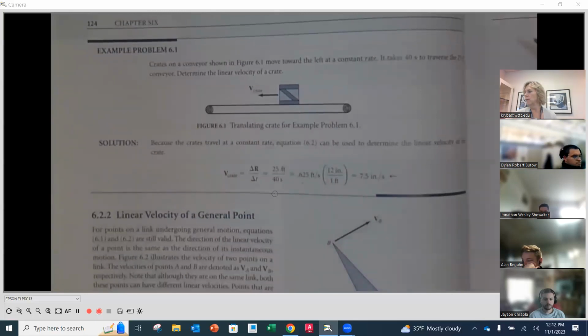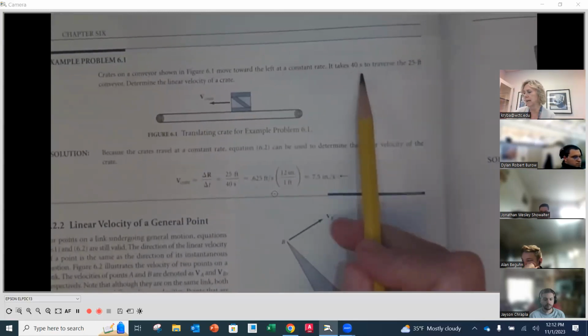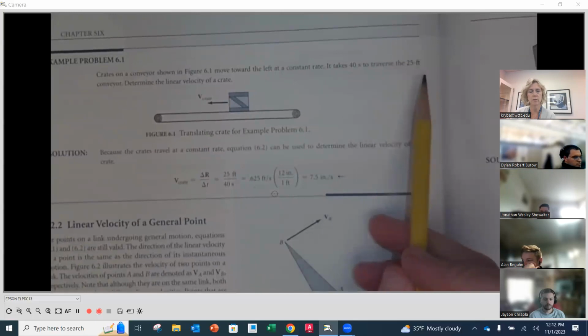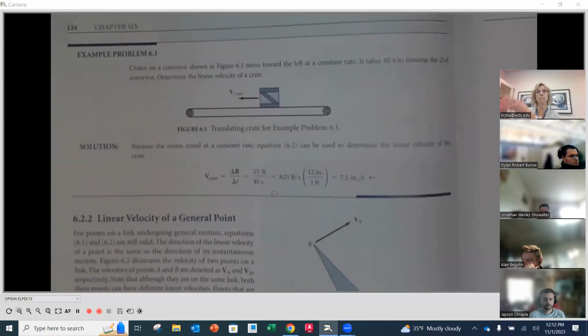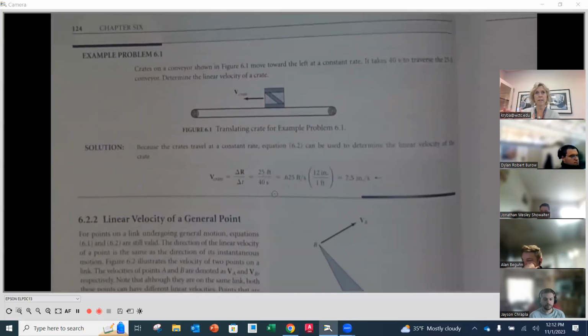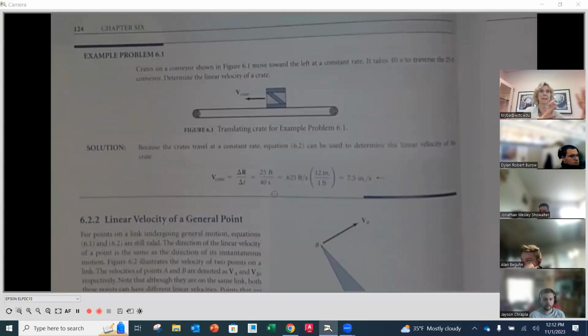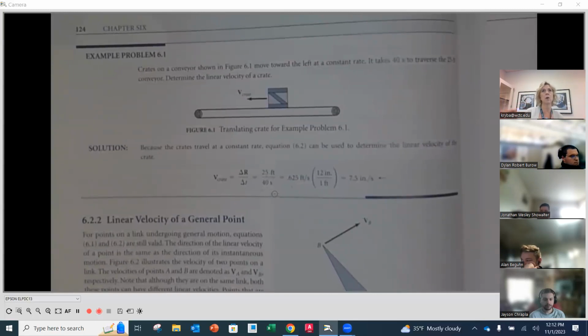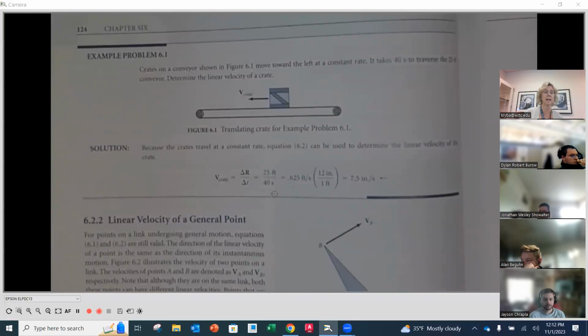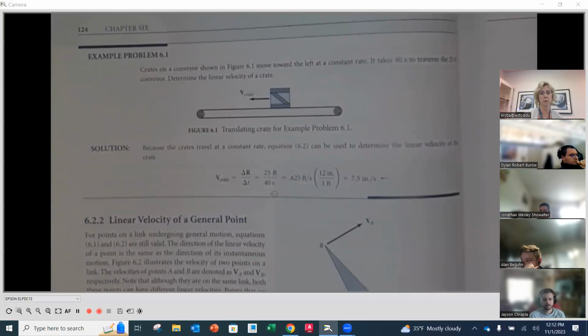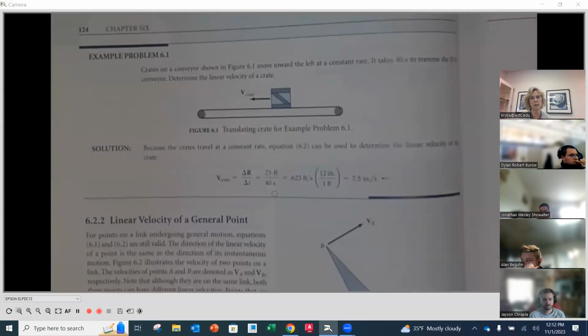When they're telling us that it takes 40 seconds for this to traverse 25 feet, that means the first 40 seconds, we would have moved 25. The second 40 seconds, another 25, and so on. And it's going steady, steady, steady. It's not speeding up. It's not slowing down. Okay, no acceleration or deceleration.